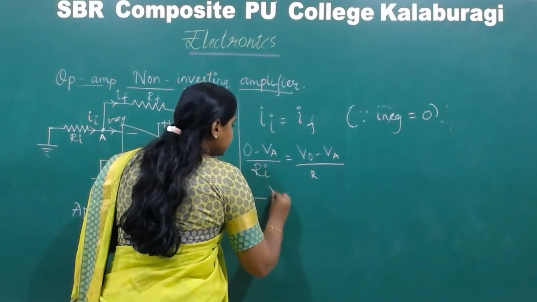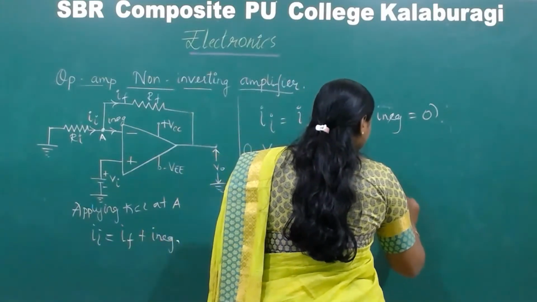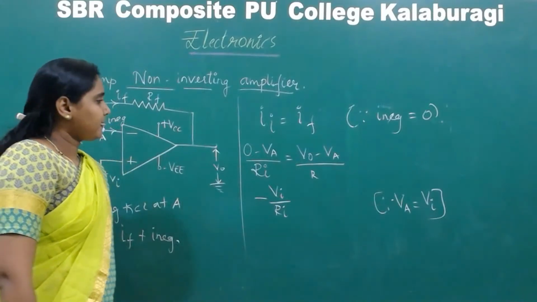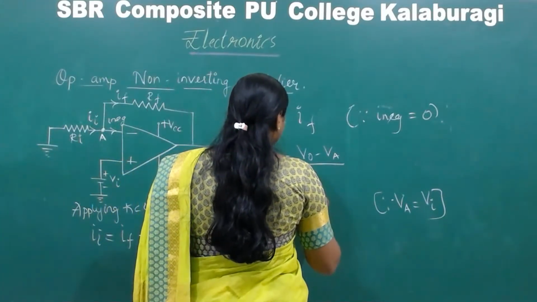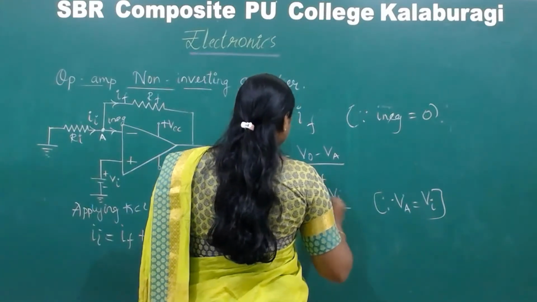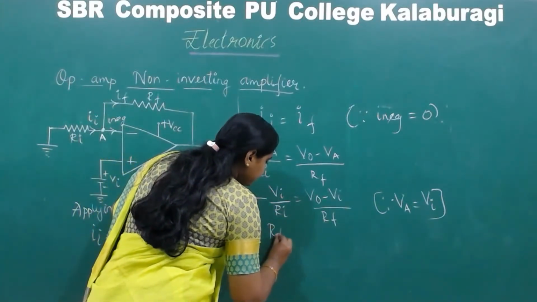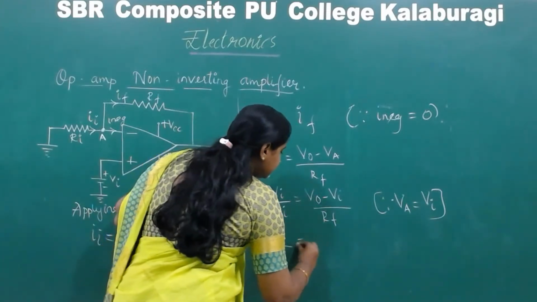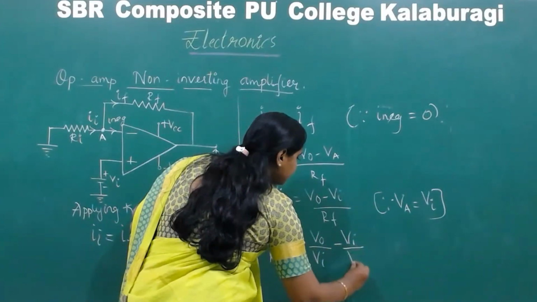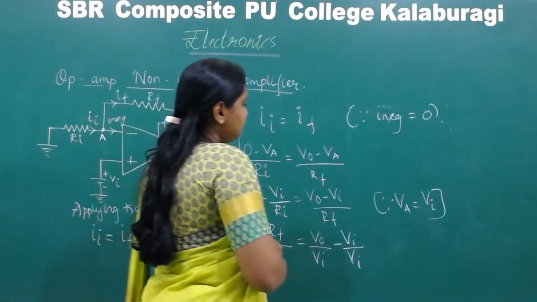This could be written as minus VI by RI equal to V0 minus VI by RF. Why? Because I explained just now that VA is equal to VI, so I am substituting the same thing here. Rearranging this, minus RF by RI is equal to V0 by VI minus V0 by VI. I'm just expanding the term, otherwise splitting will happen.